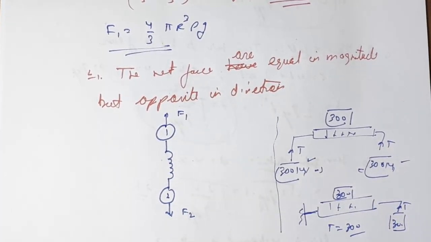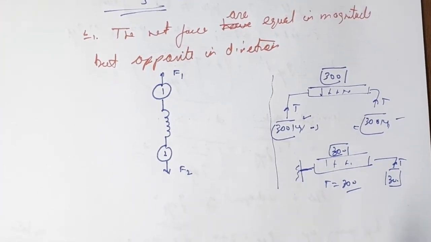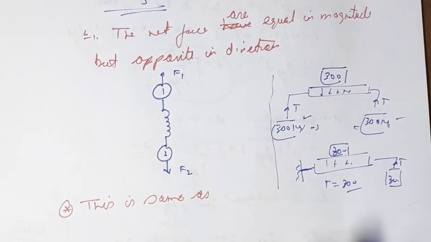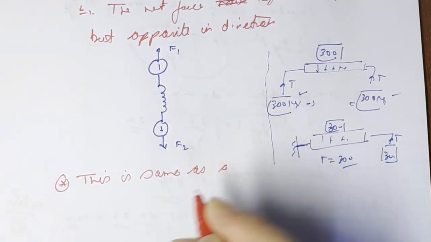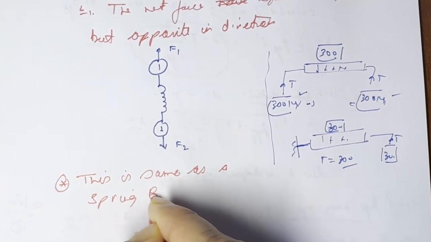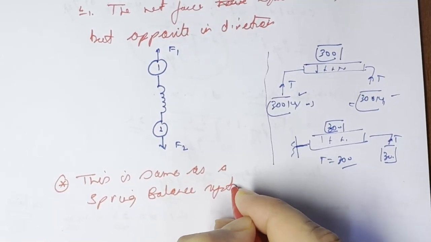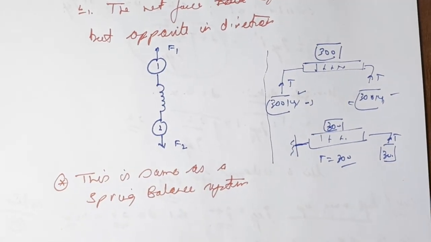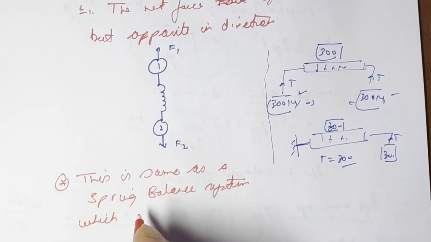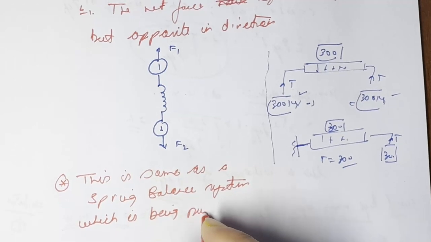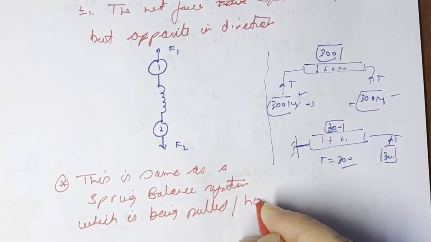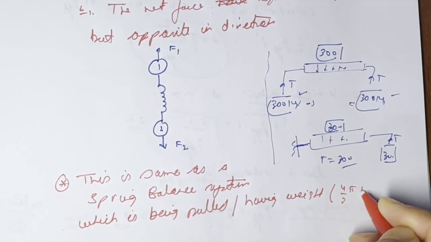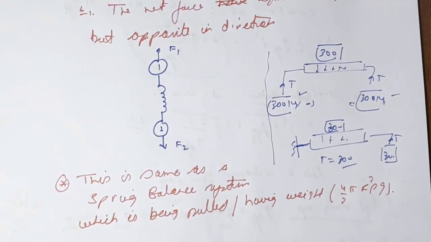So therefore we can say that this is the same as a spring balance system which is being pulled, or having a weight, and the value is 4 by 3 pi r cube rho and g at both ends.